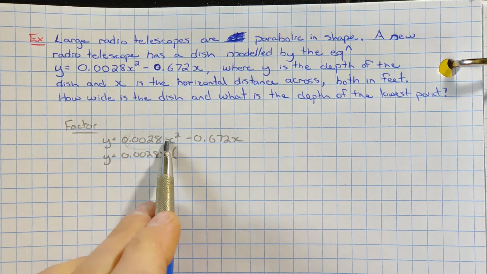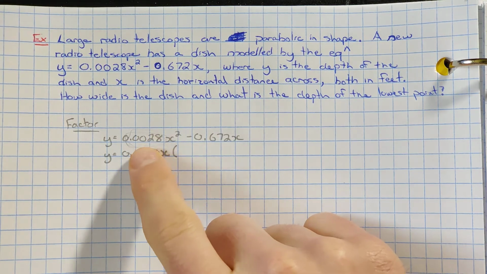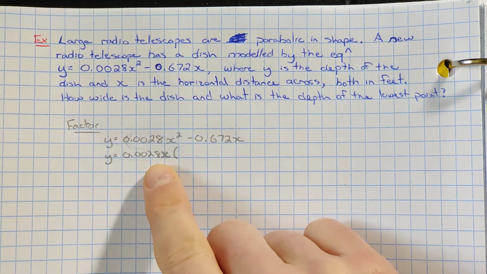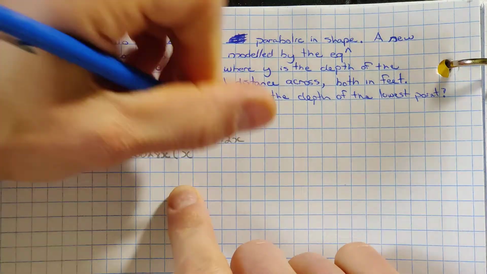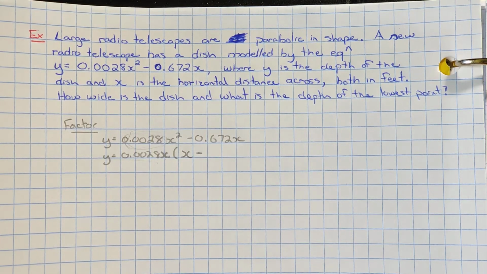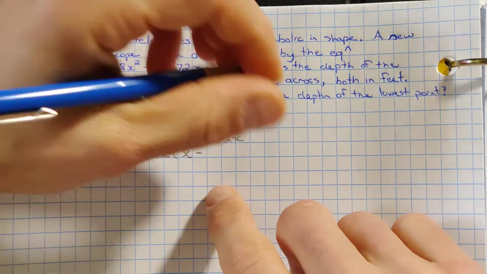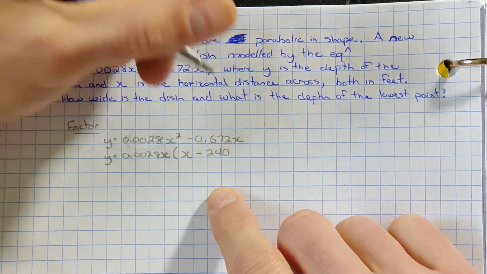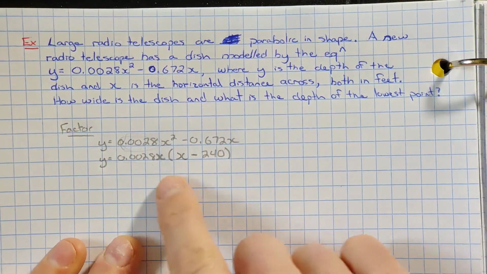So we got 0.0028x, and then what's left when we divide these by 0.0028x? Well, 0.0028 divided by 0.0028 is just 1. x squared divided by x just leaves us with an x inside here. The next part is going to be negative, as we're dividing positive by negative. And if we take 0.672 and divide that by 0.0028, we get 240. And the x's will factor out. So there, that looks a little bit nicer to work with.